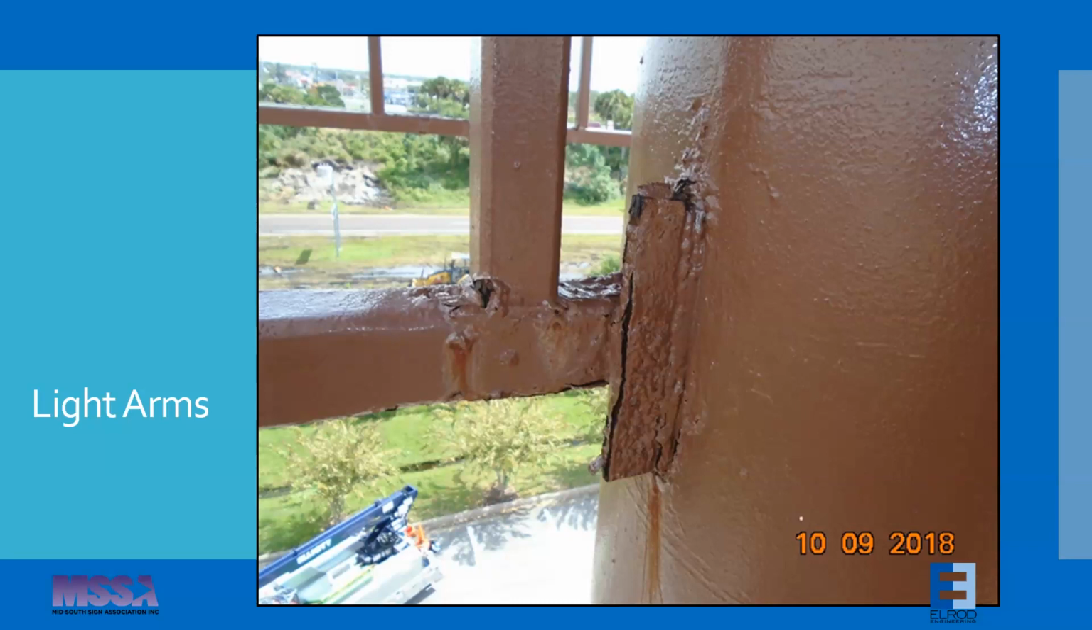Our inspection program actually started when a light arm fell off a sign one night and landed in the parking lot to be discovered the next morning. Fortunately, nothing was hit, but those light arms weighed over 100 pounds each and would have done a lot of damage had they fallen on something.